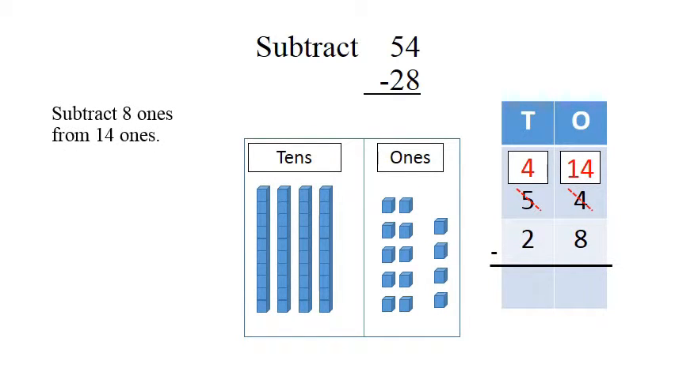Now I can subtract in my ones place. I'm going to take 8 from 14. And again, I'm going to use my touch points on this one. A lot of you need to use the touch points still, and that's perfectly okay. So I start by saying the first number. I start at the top and I work my way down. So I have 14, 13, 12, 11, 10, 9, 8, 7, 6.